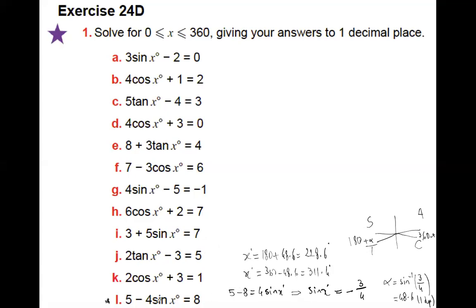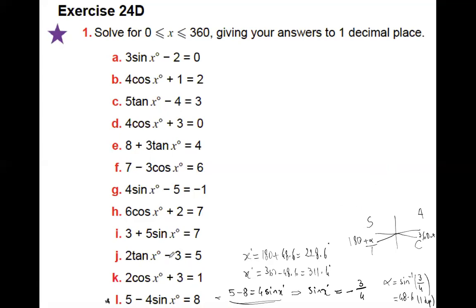So what was the difficulty here? Maybe solving the equation? Moving it around till you get it. So that's probably the most difficult part. But once you've got your CAST diagram and you know that you're looking for the positive equivalent angle, then we should be okay. So that's the most difficult one from that lot, I would say.